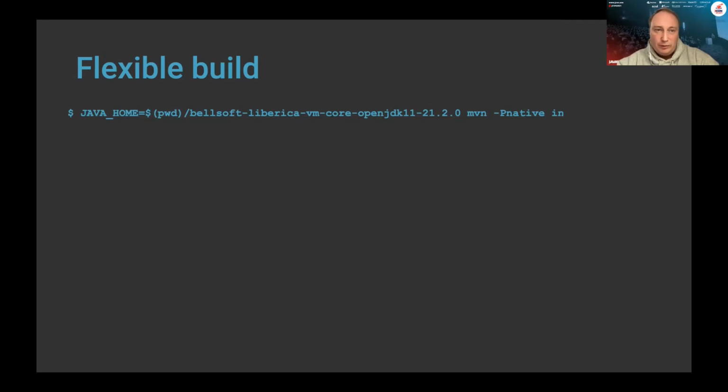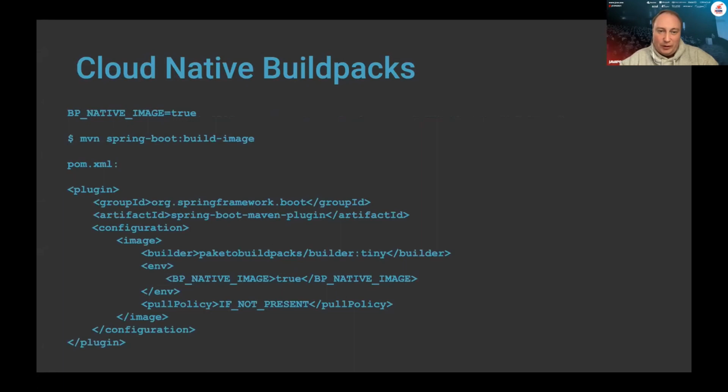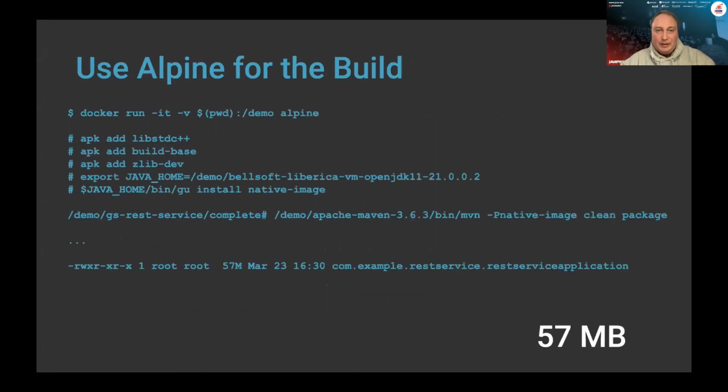If the whole process involves Cloud Native Buildpacks, you just say Spring Boot build image, and you get the resulting container image with the native image executable in it. You see, there are some options here, like for example, you can use a different builder, but anyway, what's inside?